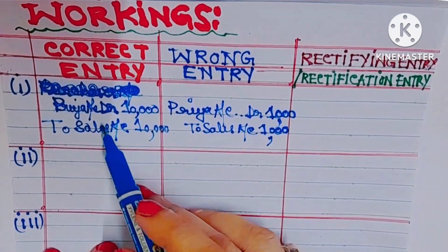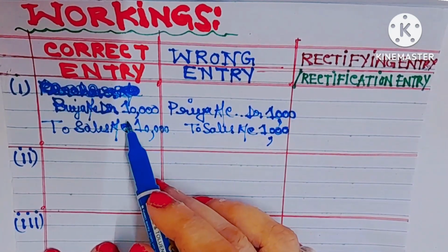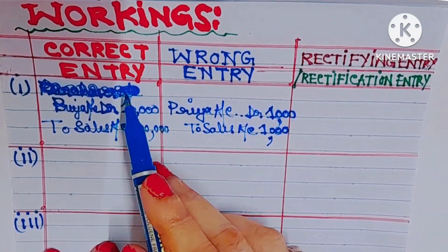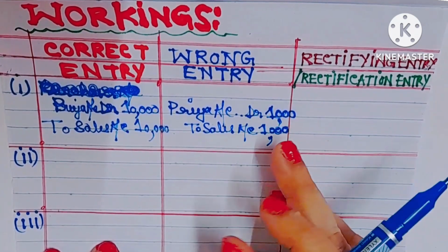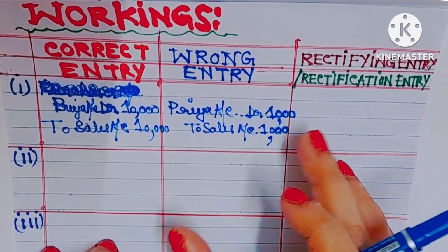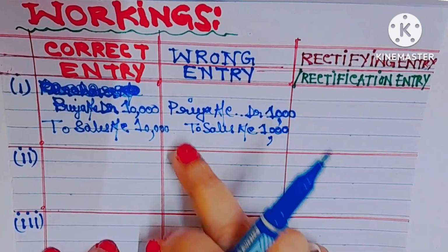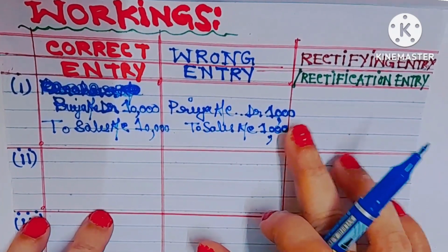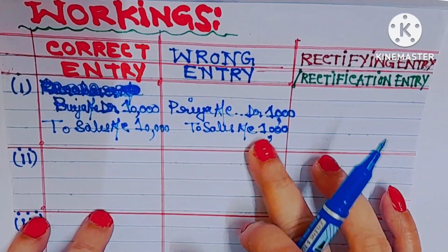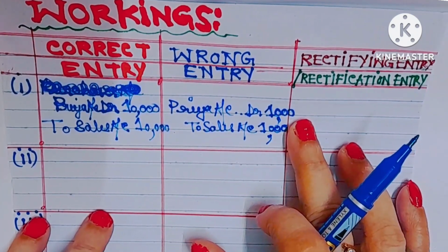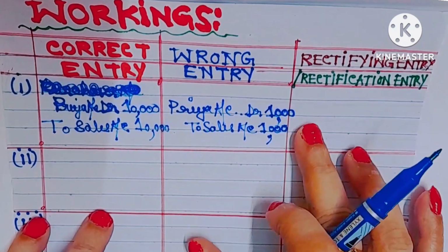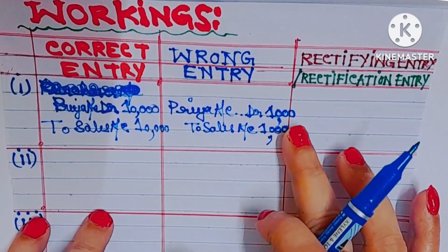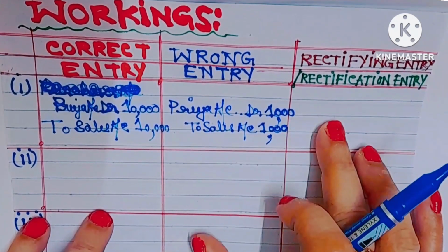So the journal entry is right. Priya account debit in the correct entry, Priya account debit in the wrong entry as well. Only the amounts have been recorded less. Instead of 10,000, in the wrong entry the amount has been recorded as rupees 1,000. That means 9,000 less. How did I get 9,000? 10,000 minus 1,000 will give you 9,000.